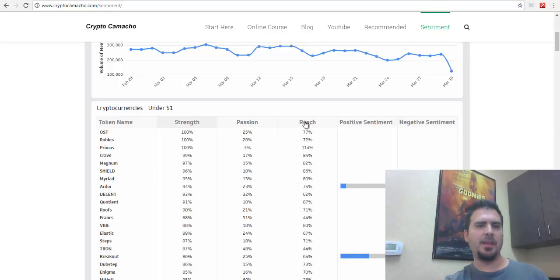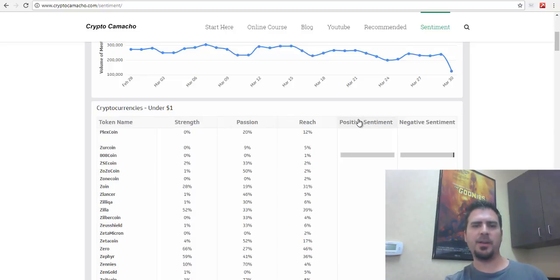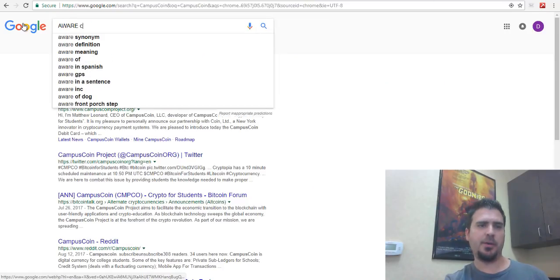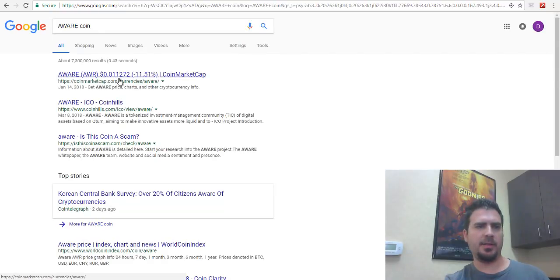But if you look cumulatively, when I search by positive sentiment here, cumulatively, the Campus Coin 49, 22, and 43 is a very, very good score. Let's also look at Aware, right? Aware coin, let's see, negative 11%.